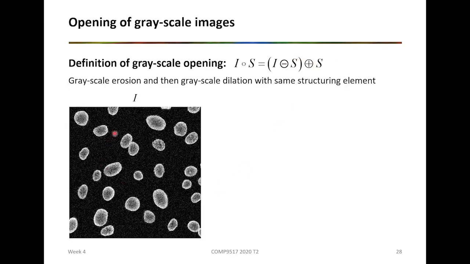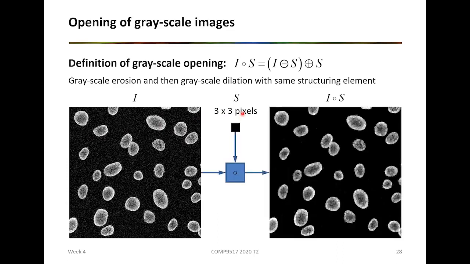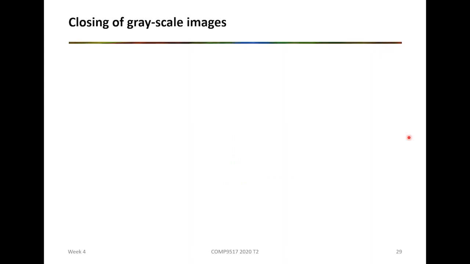If this would be my input image, a grayscale image with lots of noise, both in the objects and in the background, if I would take a small structuring element like 3 by 3 pixels, and I would perform this opening operation, this would be my result. And as you can see, the image has been smoothed in a way. There's not as much noise in the background anymore, and neither within the object, but the noise has a different structure now. You can also do grayscale closing, same definition as for binary closing.